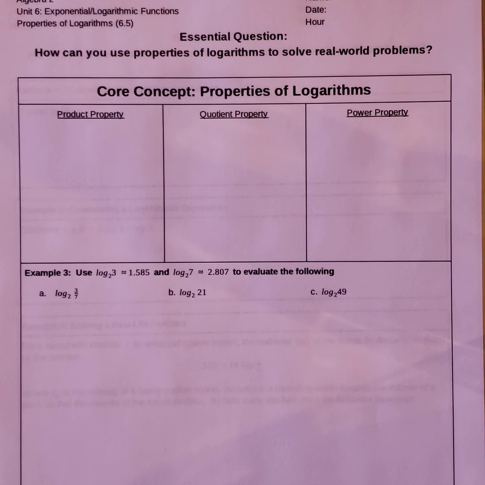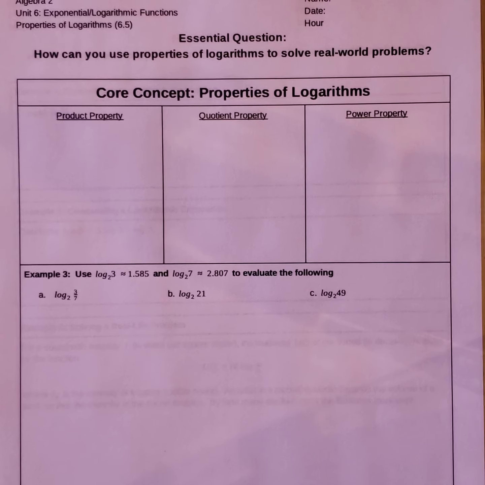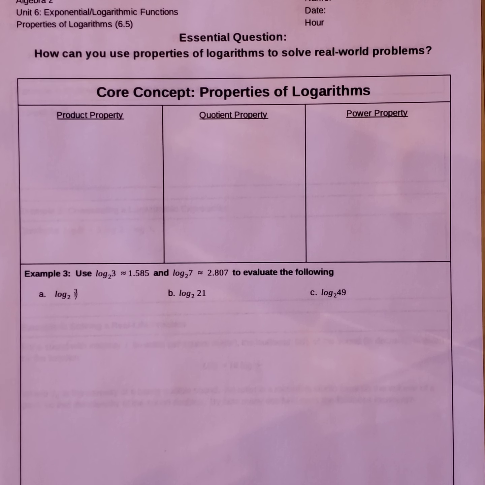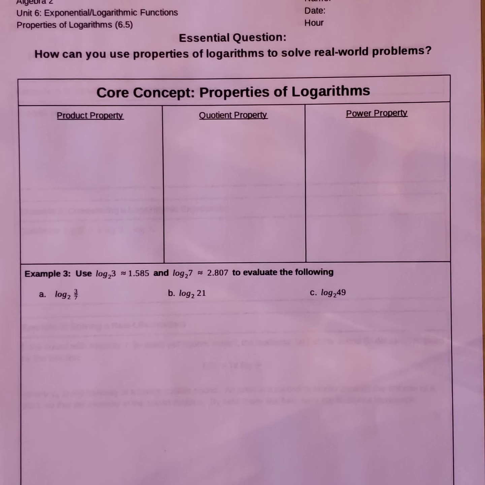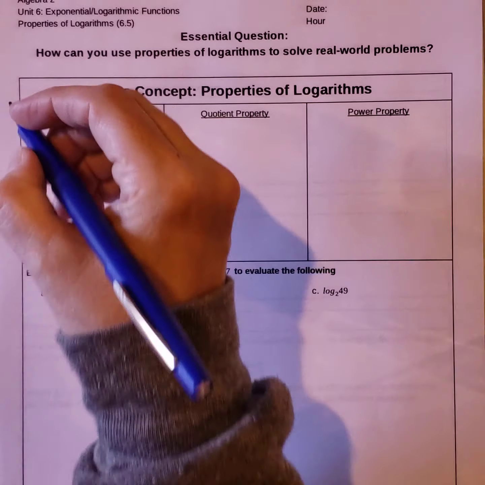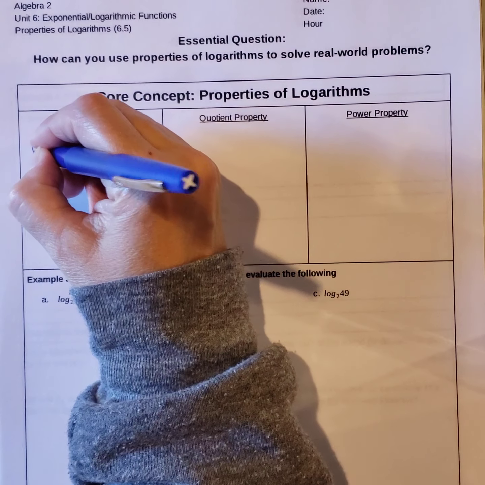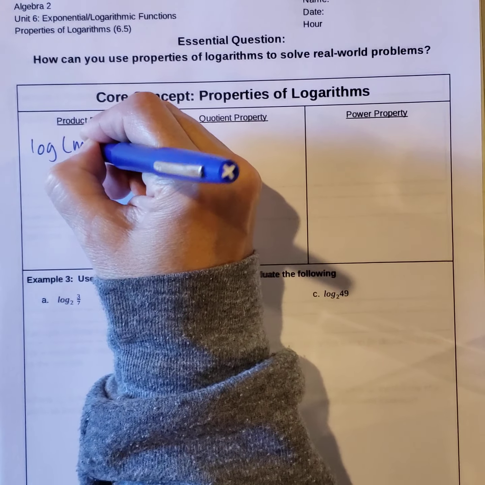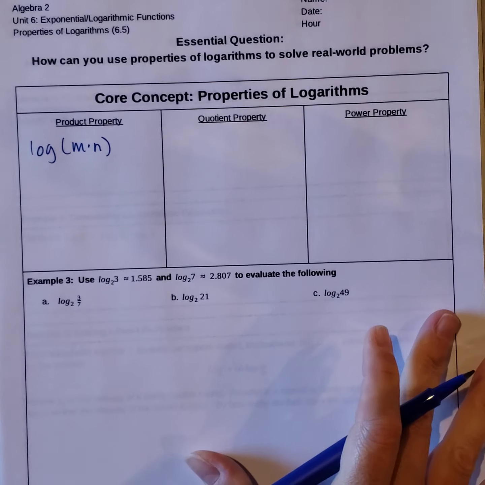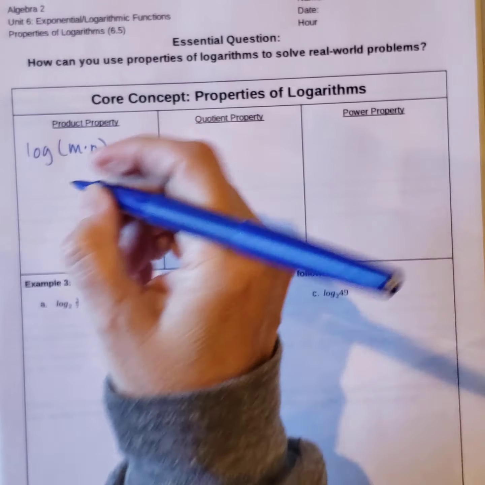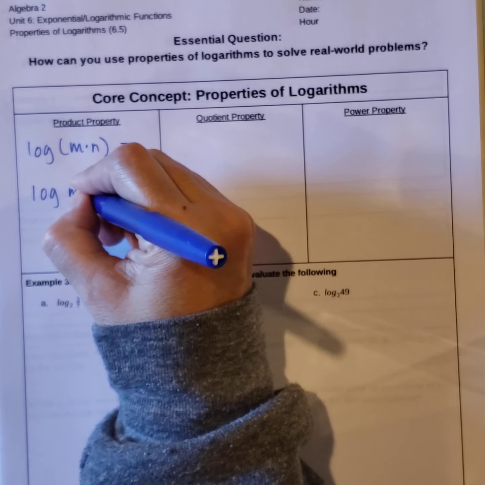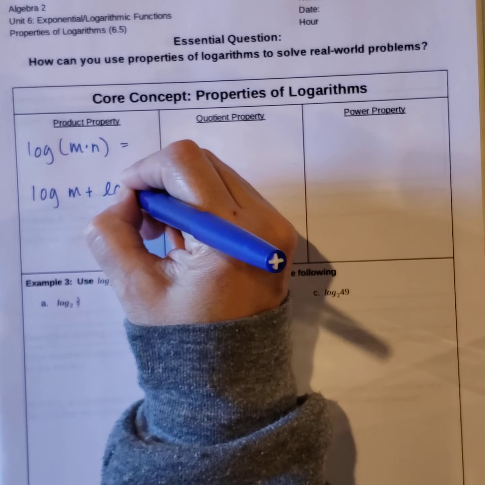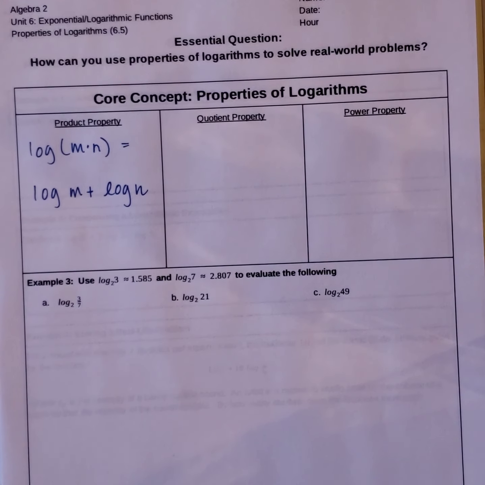We are looking at using properties of logarithms to solve real world problems. So there's lots of cool different properties that logarithms have. The first property is the product property. What that looks like is log of m times n can be written as log of m plus the log of n.